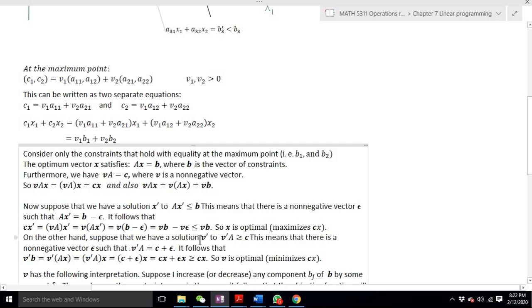On the other hand, suppose we have a solution v prime to v prime A is greater than or equal to c. I can use the same strategy.